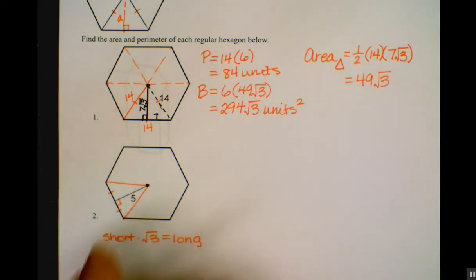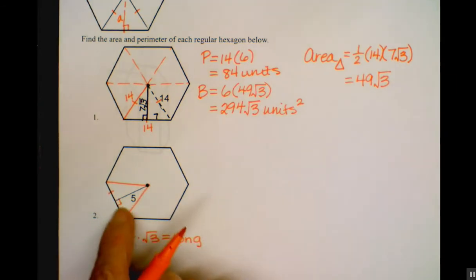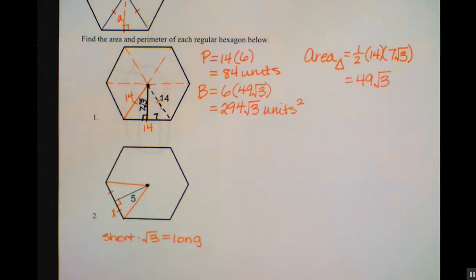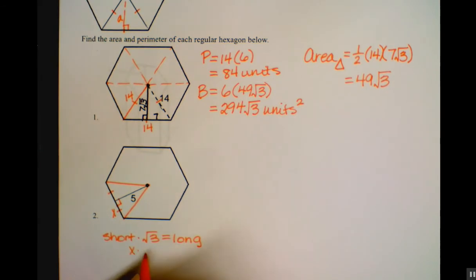In this case, our longer leg is 5 units long. Our shorter leg in that right triangle is here as half of the side. Let's call that x for the time being. So in this case, x, the short leg, times the square root of 3 must equal 5. We need to solve that for x. So we divide both sides by the square root of 3.